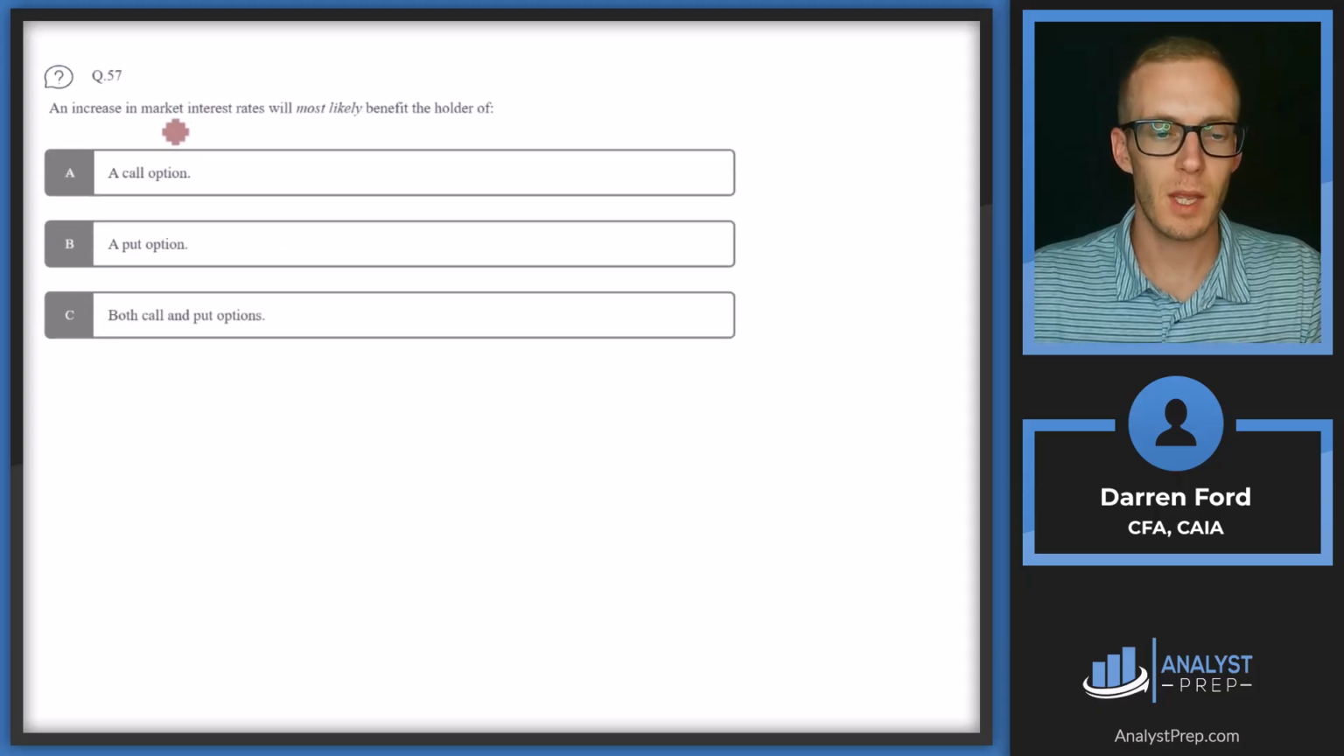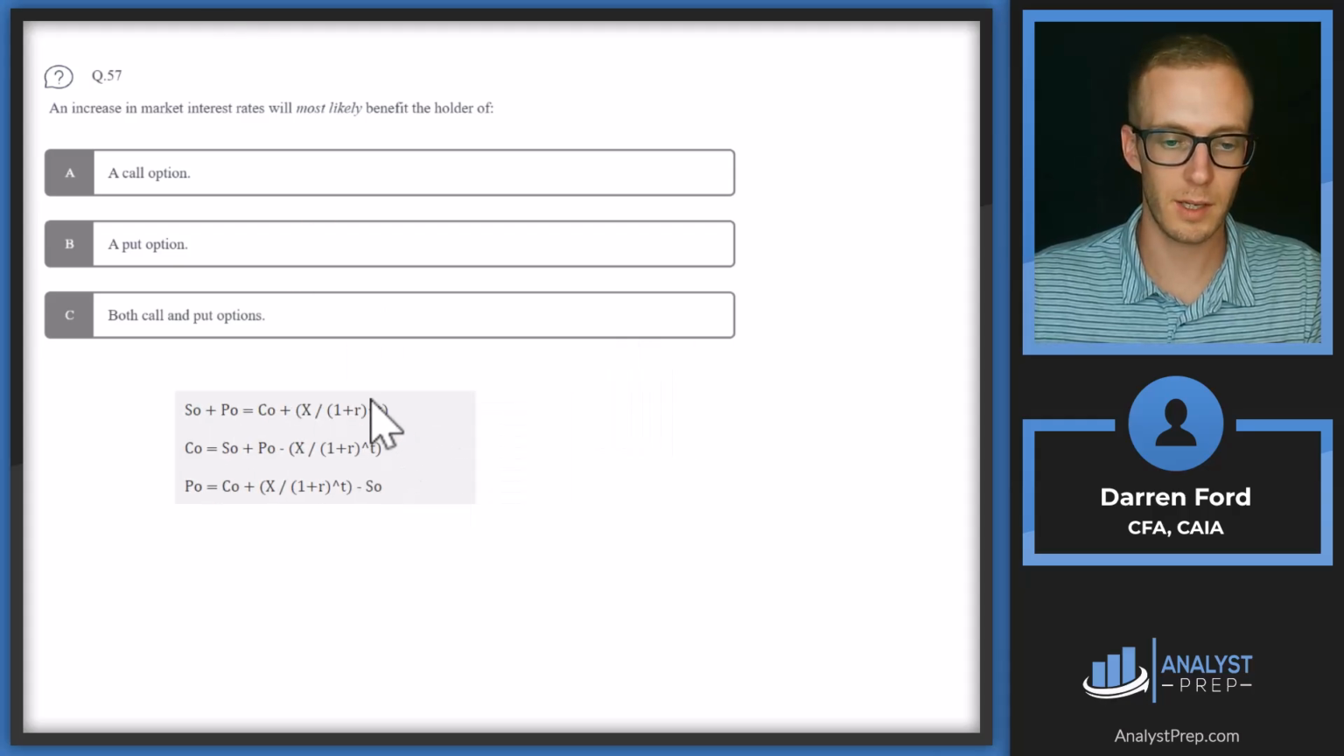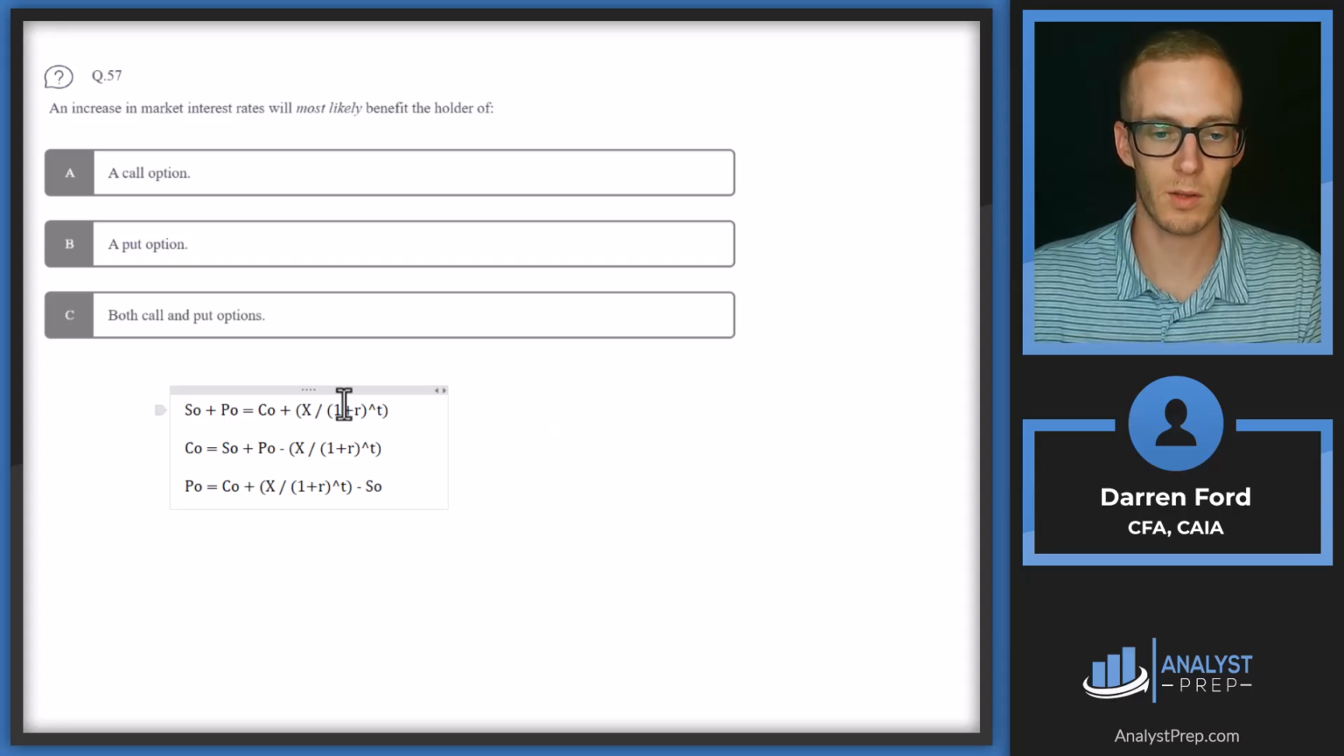Question 57. An increase in market interest rates will most likely benefit the holder of A, a call option, B, a put option, or C, both call and put options. So for this question, I'm going to pull in the formula for put-call parity because I think this is a helpful way to walk through it.